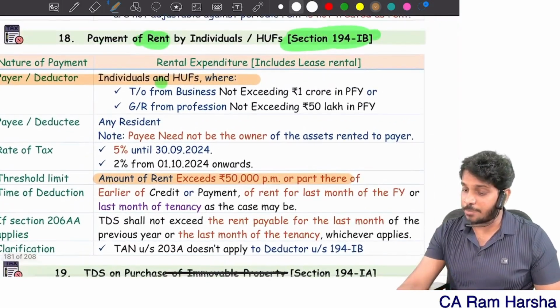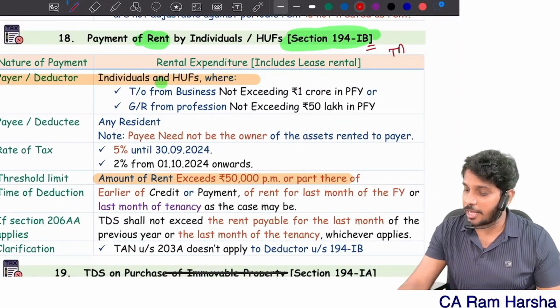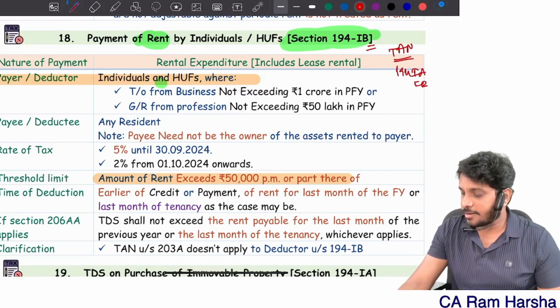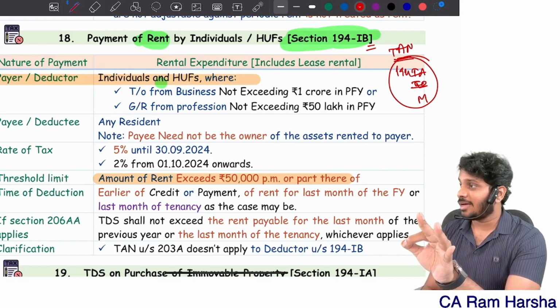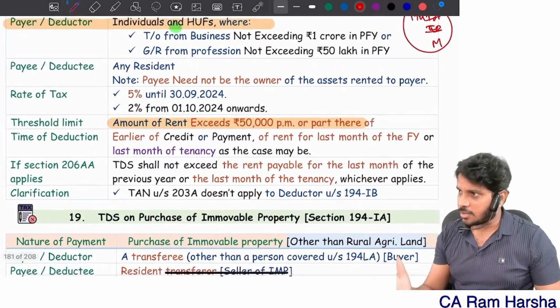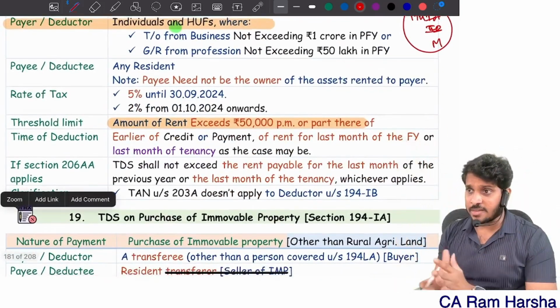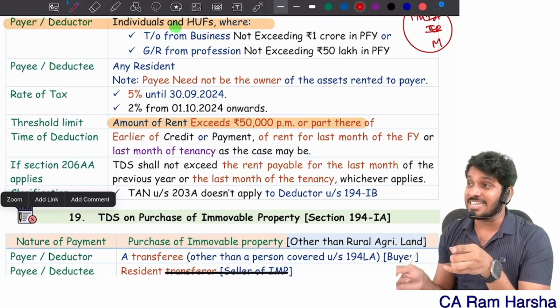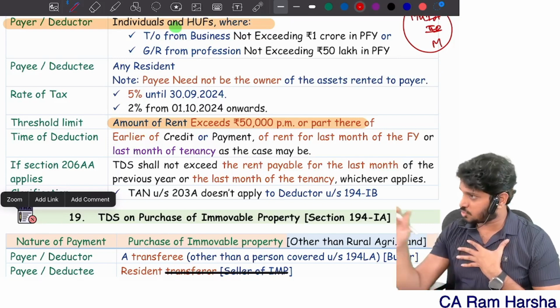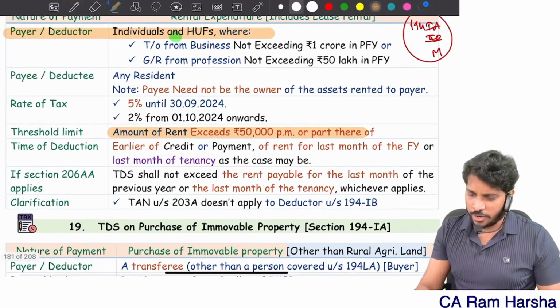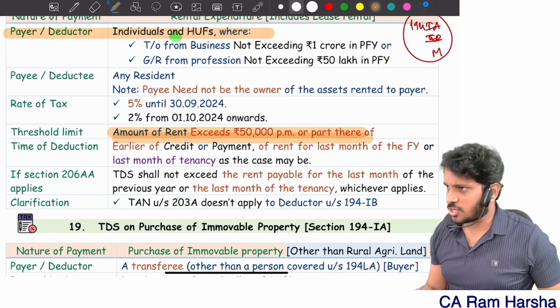If you are deducting TDS under 194IB, TAN number is not required. In 194IA, 194IB and 194M, these 3 sections, if you are deducting TDS, TAN number does not apply. Yes or no? In all the remaining sections, if I have to deduct TDS or collect TCS, a TAN number must be there for the deductor, for the payer, for the seller. Yes or no?